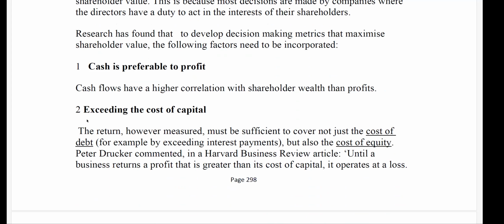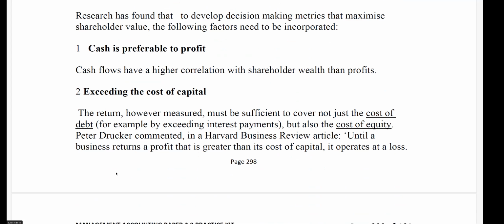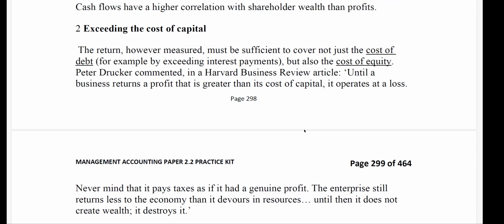And two, it exceeds mostly the cost of capital, right? So we are looking at your cash flows that will be generated over some particular cost that you have to pay. So the return, however measured, must be sufficient not just to cover the cost of debt, for example, exceeding your interest payment, but also the cost of equity. Now, Peter Drucker commented in a Harvard Business Review article, until a business returns a profit that is greater than its cost of capital, it operates at a loss.